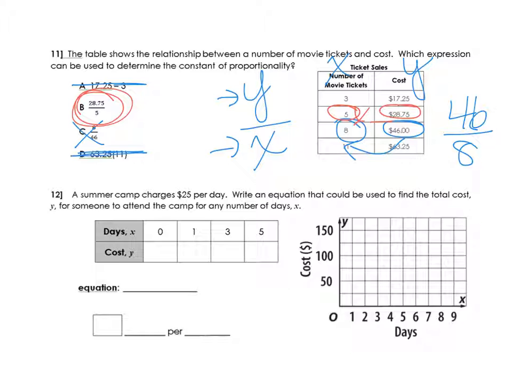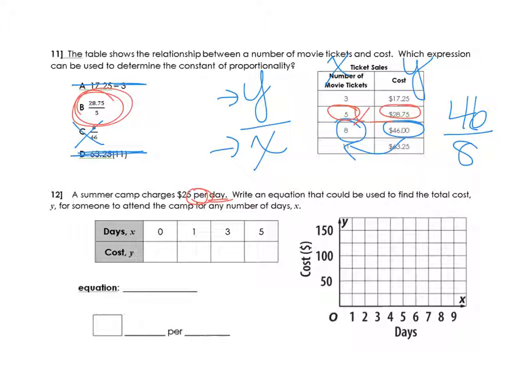Okay, our last question on the test was number 12. It says a summer camp charges $25 per day. So there's our unit rate phrase, our rate of change. Write an equation that could be used to find the total cost, Y, for someone to attend the camp for any number of days, X. So if it's $25 per day, then I'm multiplying 25 times the number of days.